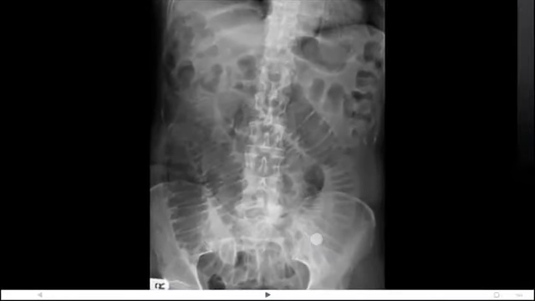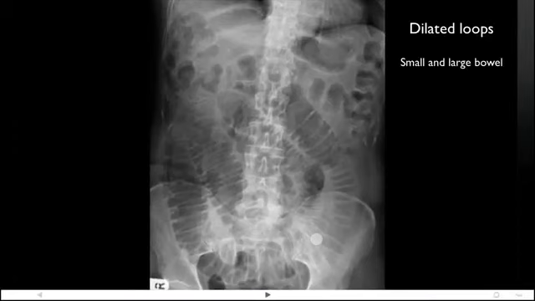In this third film, we can see both dilated loops of small bowel in the centre of the film, with valvae conniventes present, and abnormal gas pattern in the periphery of the film that looks to be consistent with large bowel dilatation. The presence of both abnormal distension in small and large bowel is most likely to be consistent with paralytic ileus. There is no presence of a cutoff between the small and the large bowel.